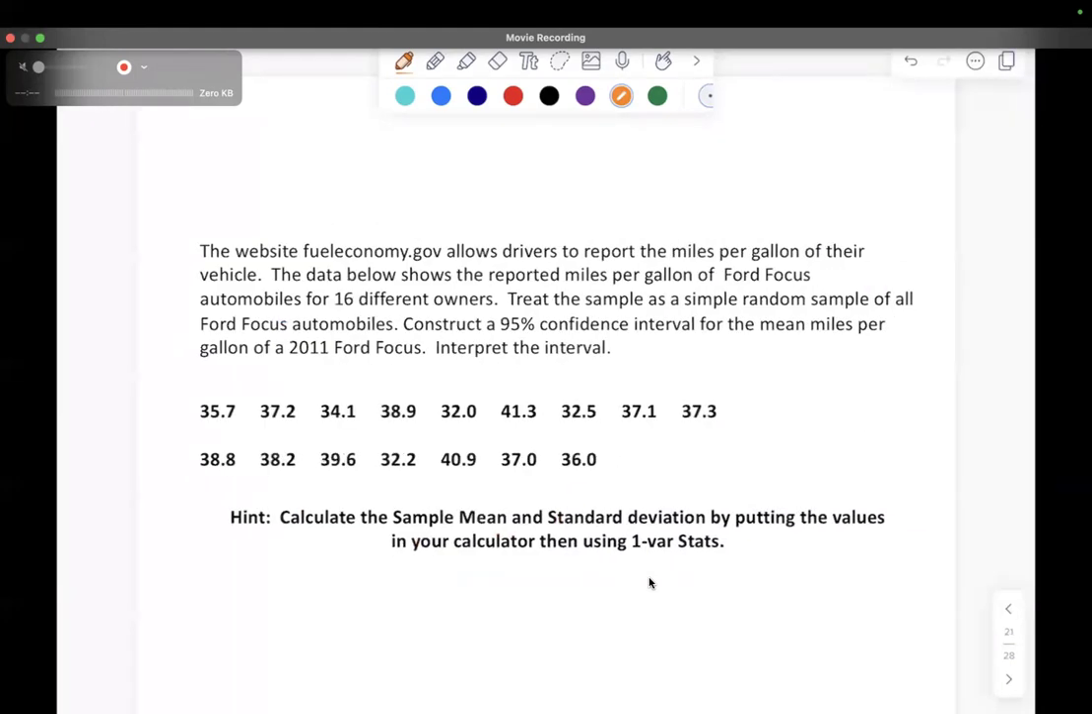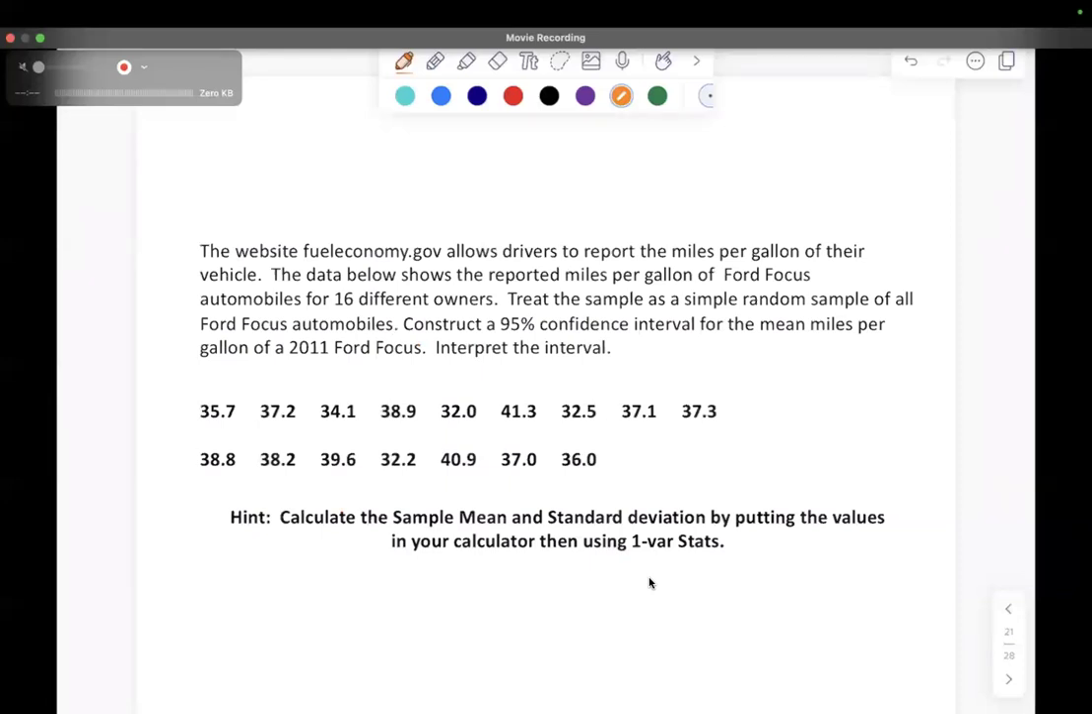Okay. All right. So the website fueleconomy.gov allows drivers to report the miles per gallon of their vehicle. The data below shows the reported miles per gallon of Ford Focus automobiles for 16 different owners. We're going to treat it as a simple random sample of all Ford Focus automobiles. We're going to construct a 90% confidence interval.